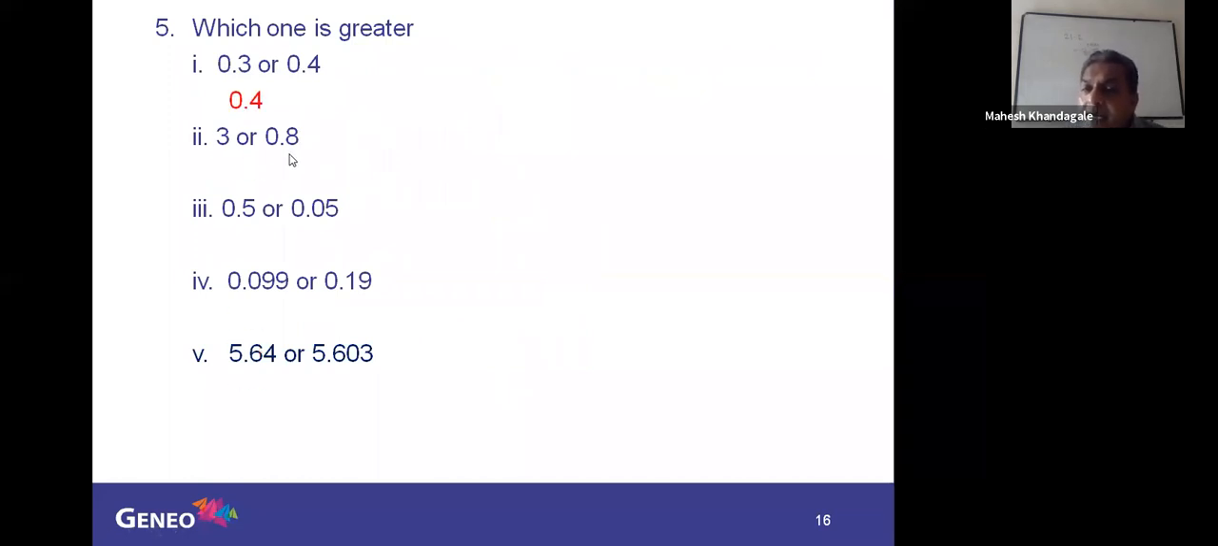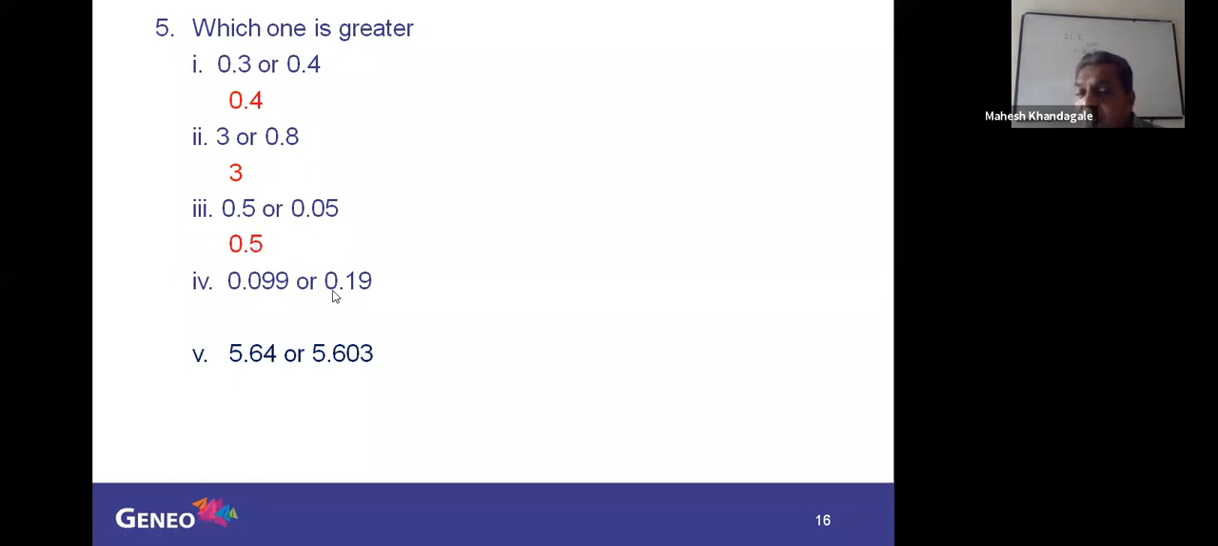3 और 0.8. अभी इसका सबसे पहले we will compare whole parts. So ये 3 wholes, इधर 0 wholes. So of course 3 is larger. So 3 will be greater number. 0.5, 0.05. Whole parts are equal. So we will look at 10th digit. ये यहाँ पर 5, इधर 0. तो कौन सा बड़ा है? 0.5.